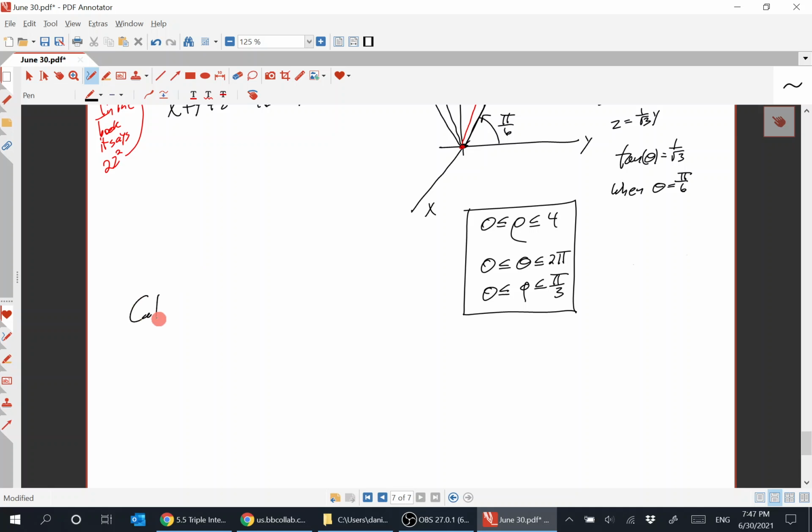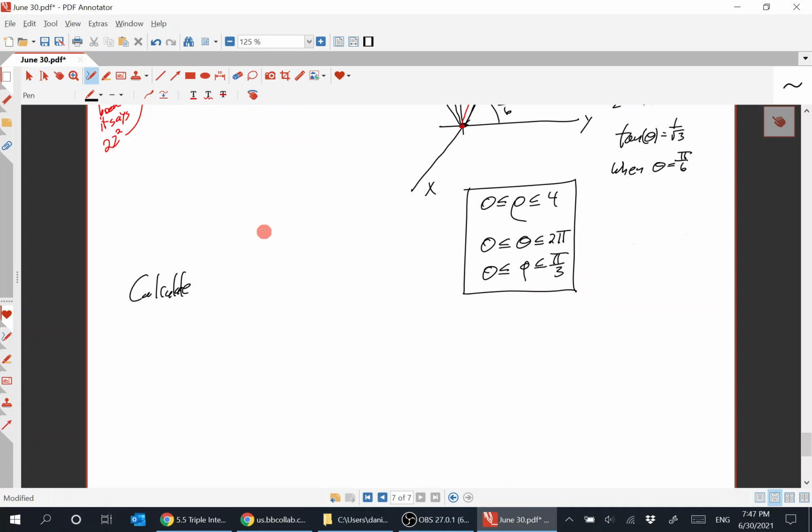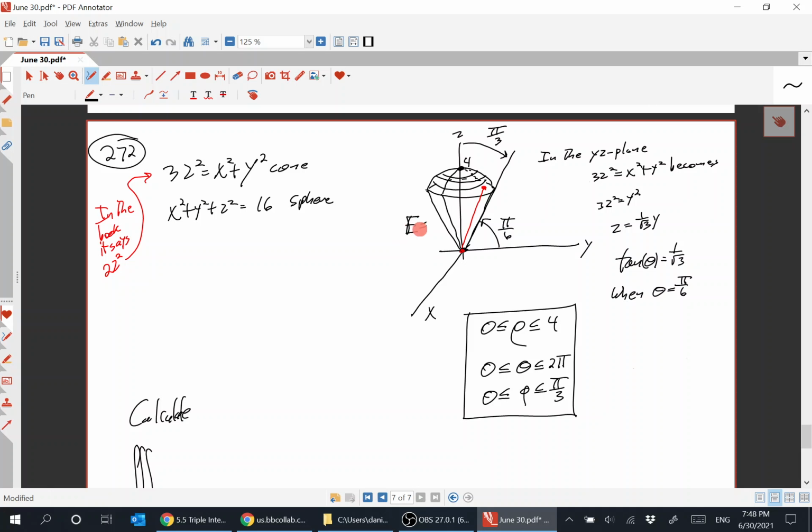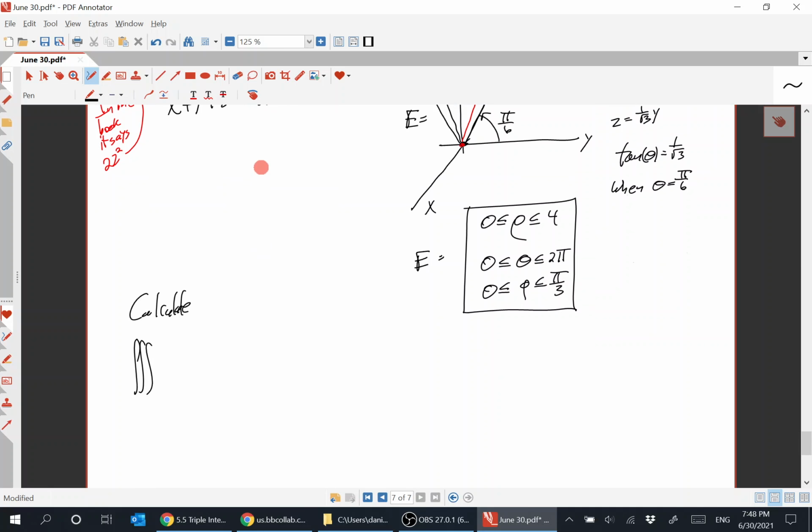So now they're asking you to calculate the triple integral over E of z dV. So this is the triple integral over E: 0 to 4 for rho, 0 to 2 pi for theta, and then 0 to pi over 3 for phi.